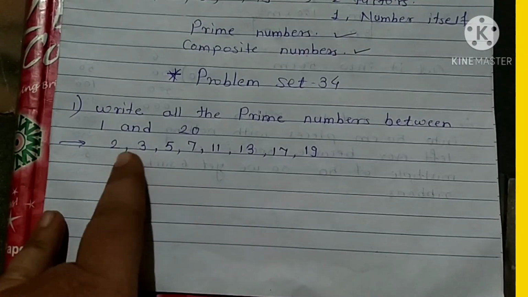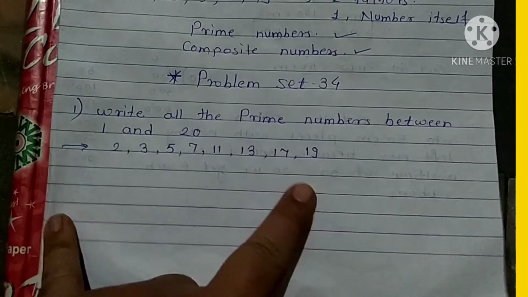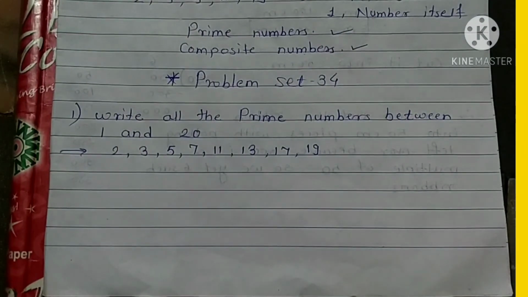So which are the prime numbers? 2, 3, 5, 7, 11, 13, 17, 19. These are the prime numbers. Understood everyone? Okay, now let's see the next question.